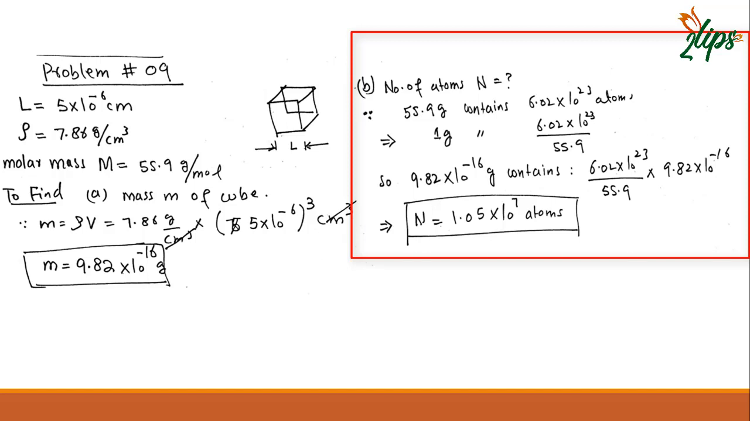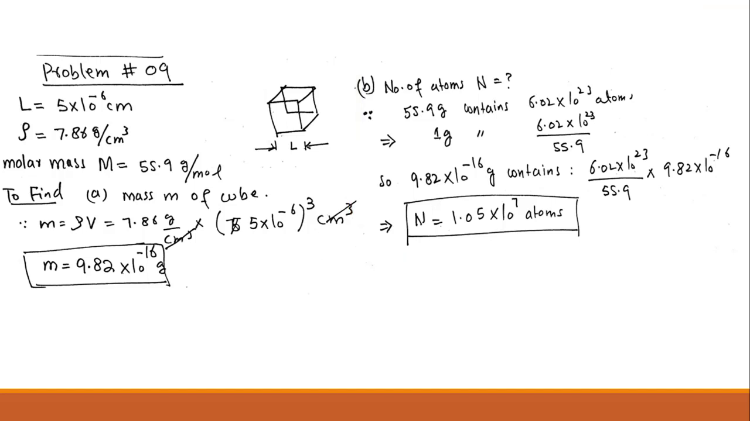So how many atoms are in 9.82 times 10 raised to power minus 16 gram? Simply, I can write this expression and multiply by 9.82 times 10 raised to power minus 16. Solving for n, I get 1.05 times 10 raised to power 7 atoms. So it means this mass of the cube contains 1.05 times 10 raised to power 7 atoms.